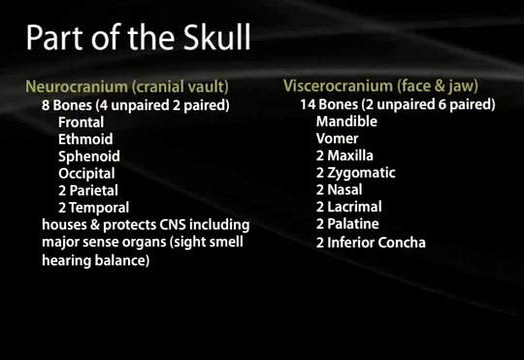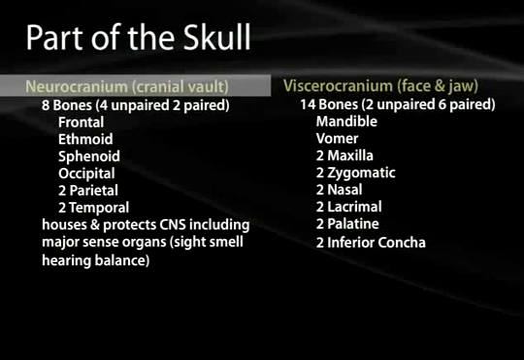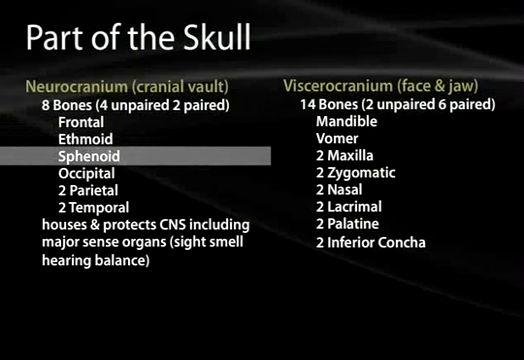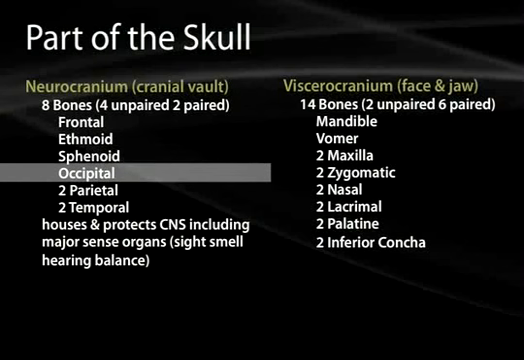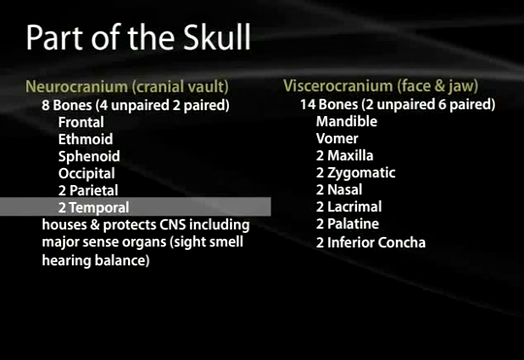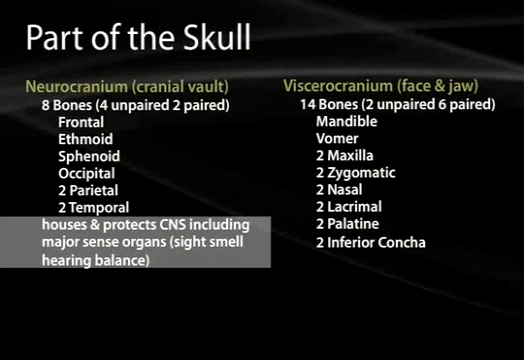Let's look a little bit further at some of the parts of the skull. We have the neurocranium that we've discussed already, and we'll just discuss the different bones of the neurocranium. There are 8 bones in this neurocranium. 4 are unpaired and only 2 are paired. The frontal, ethmoid, sphenoid, occipital bones are unpaired, and there are 2 parietal and temporal bones. Remember, the neurocranium, when we talked about the development of the skull, is the component that houses the brain.